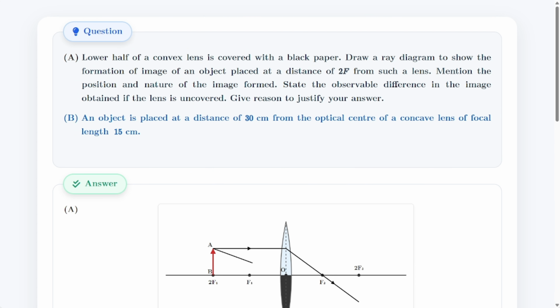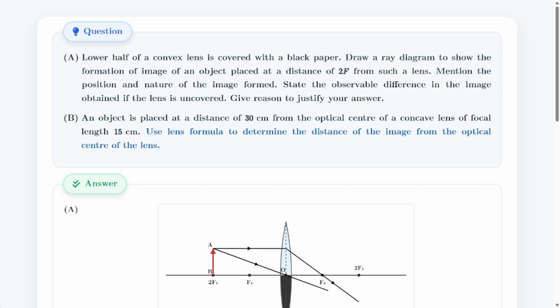Moving on to question B. An object is placed at a distance of 30 centimeters from the optical center of a concave lens of focal length 15 centimeters. Use the lens formula to determine the distance of the image from the optical center of the lens.